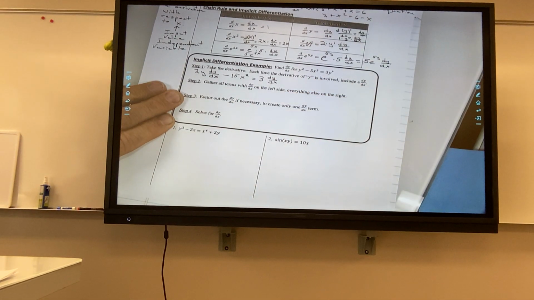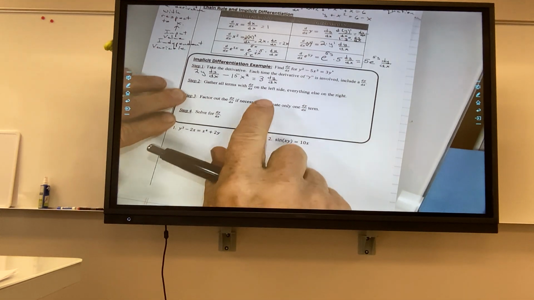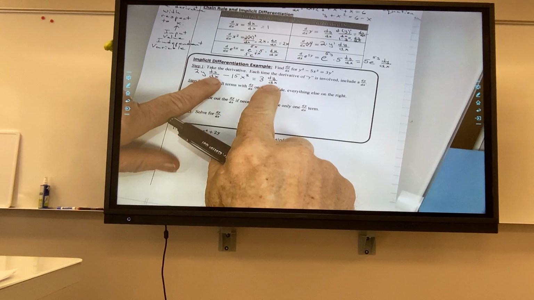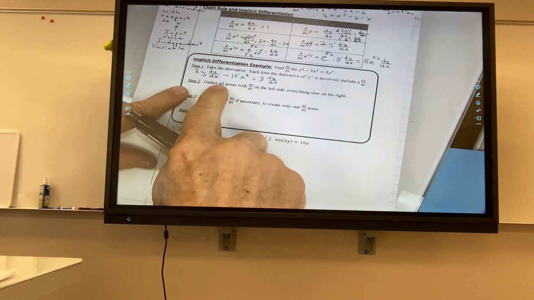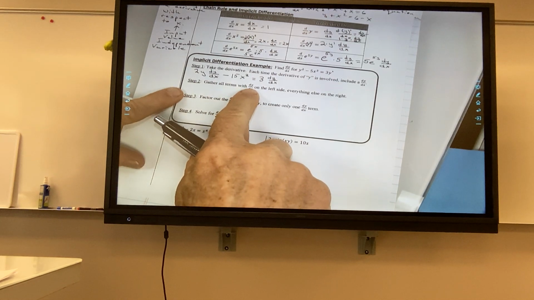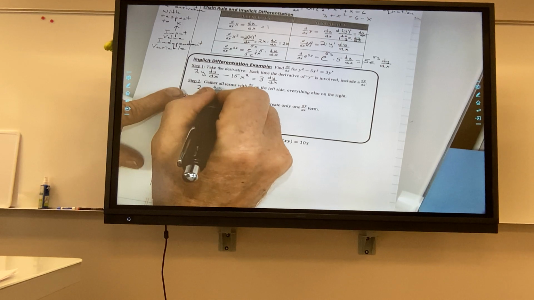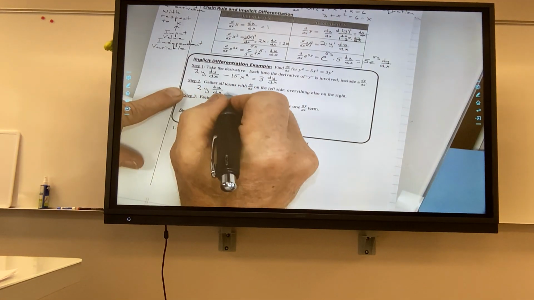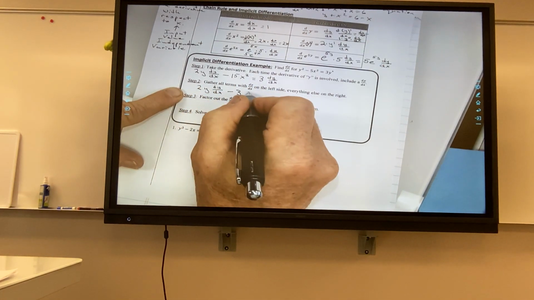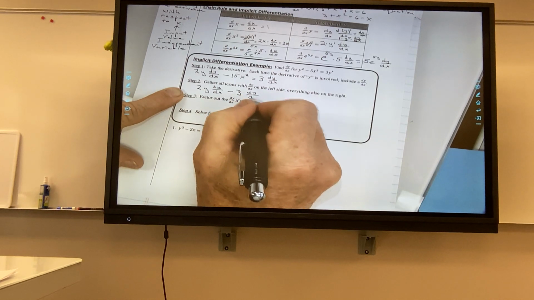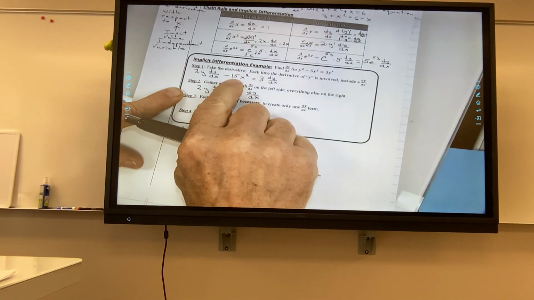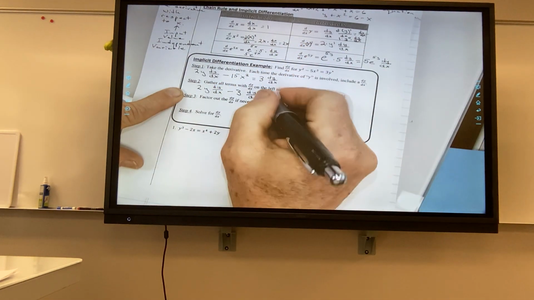Everybody okay on that? Now, notice, Audrey, there's 2 of them. I can't have 2 of them. So what I do is I gather all the dy dx's on the left side. So I'm going to have 2y dy over dx minus 3 dy over dx. And then I have this term that doesn't have a dy dx. I'm going to put that on the right side.